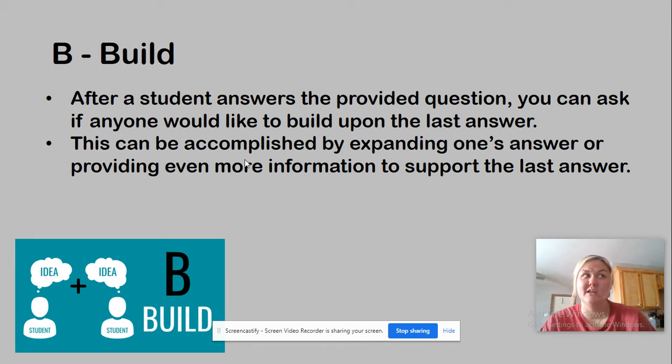And so they can say, I really enjoyed what they said. I agree with what they said. I think that what I found would even add more to support that answer. And it allows the students to see from a different point of view.